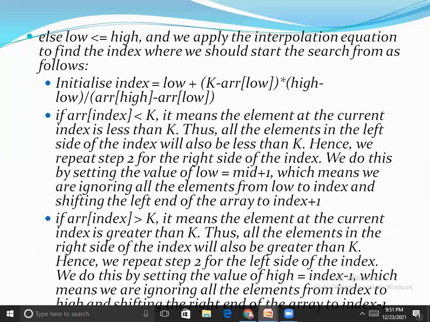If array of index is greater than k, it means the element at the current index is greater than k. Thus, all the elements on the right side of the index will also be greater than k. Hence, we repeat step 2 for the left side of the index. We do this by setting the value of high equal to index minus 1, which means we are ignoring all the elements from the index to high and shifting the right end of the array to index minus 1.